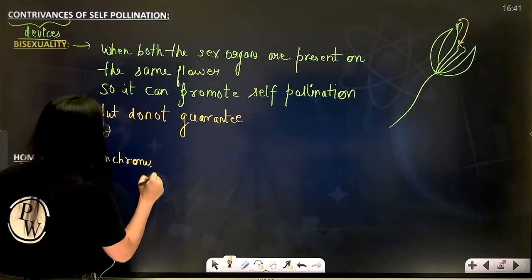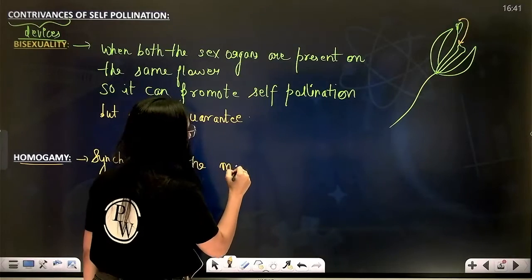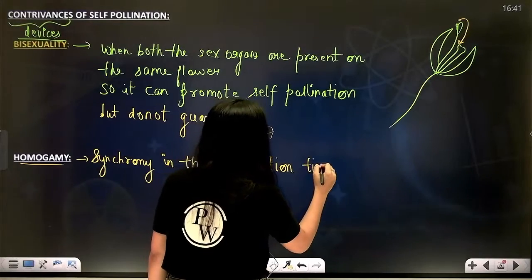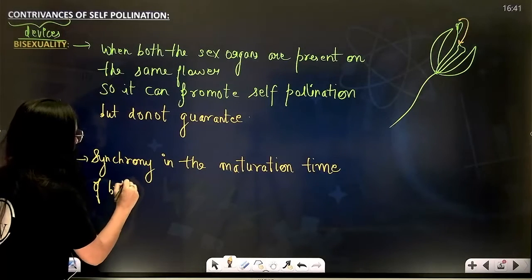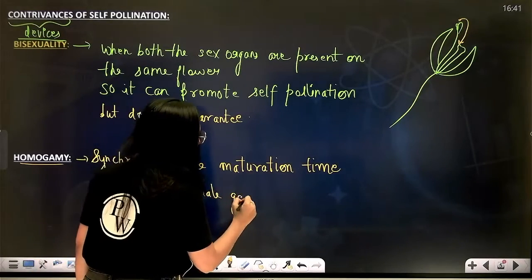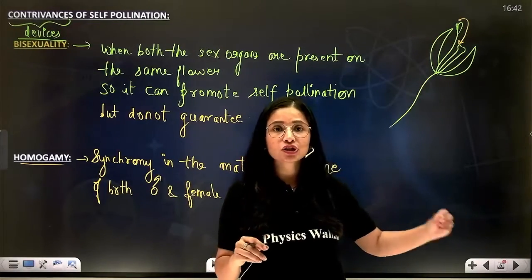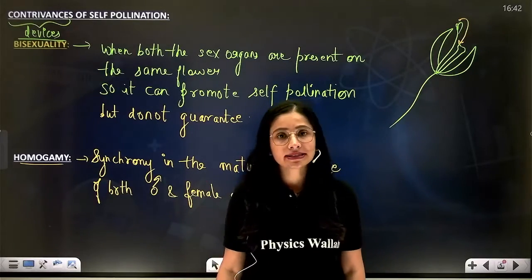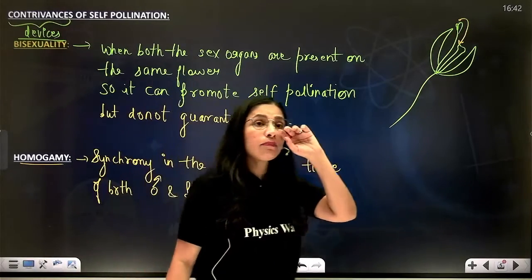So, what is homogamy? Synchrony in the maturation time of both male and female gamete, so that if pollen grains mature and release their pollen, the stigma should be ready to accept it and allow the fertilization. So this is known as homogamy. Along with bisexuality, this is also very important.